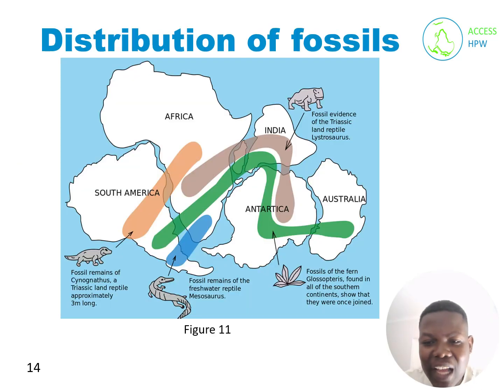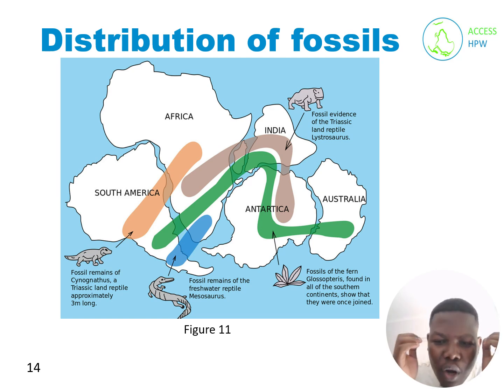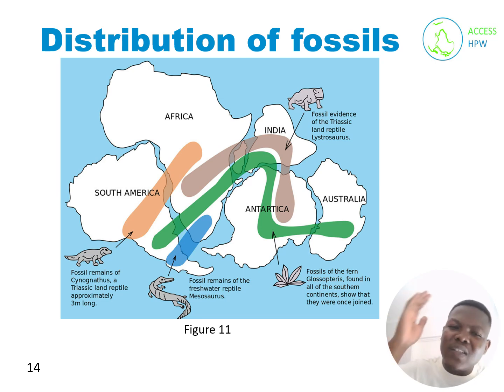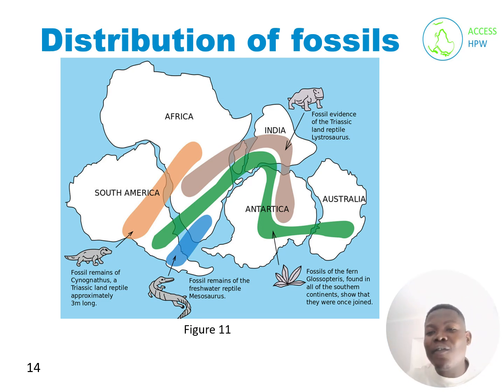The second evidence that Alfred Wegener gave was the distribution of fossils. He found that some of the fossils found in South America are also found in some parts of Africa, and some of the fossils found in Africa are also found in India, Antarctica, and Australia. This also supported his theory that these continents were one thing until they separated, because what's found in one continent is found in another, right?